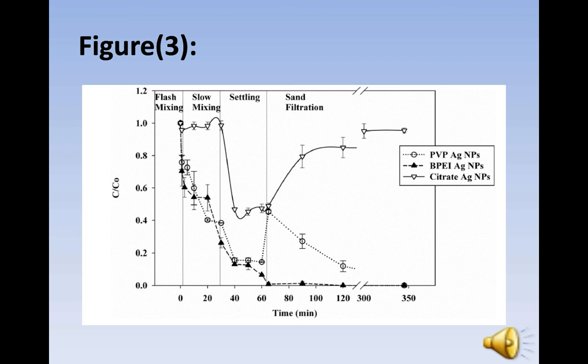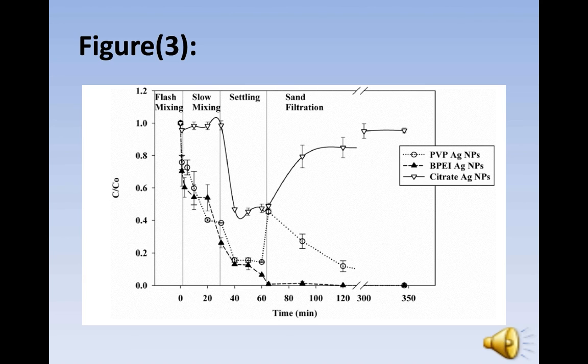This figure represents AgNP removal during conventional treatment. The data show the importance of flocculation and settling steps in the removal of stabilized AgNPs. More than 85% of the initial concentration of BPEI and PVP coated AgNPs was removed during flocculation or settling stage. However, the concentration of the citrate coated AgNPs was not affected by the flocculation step.